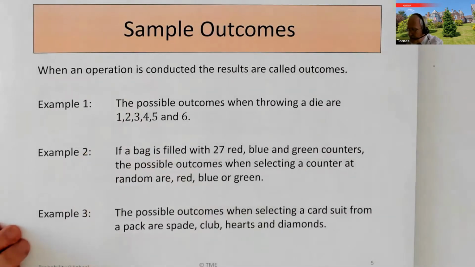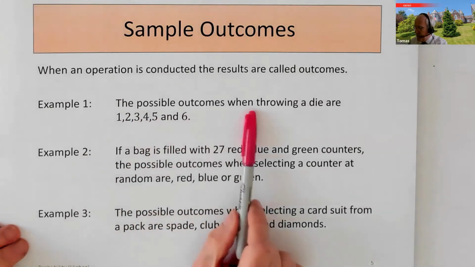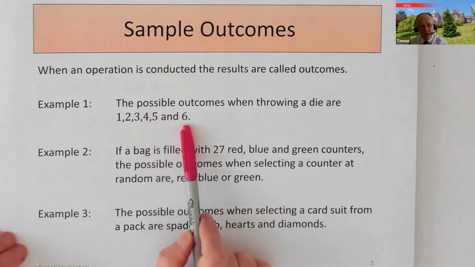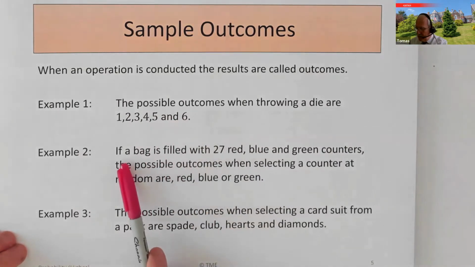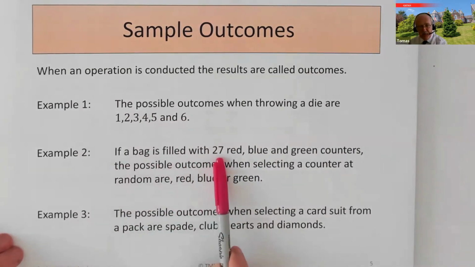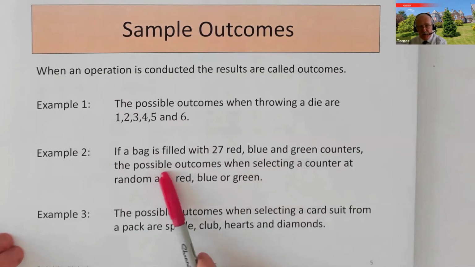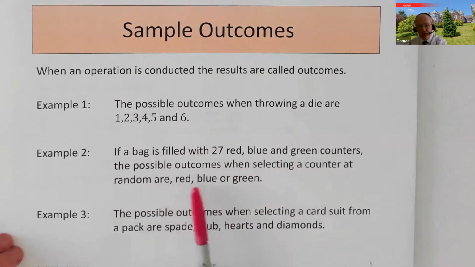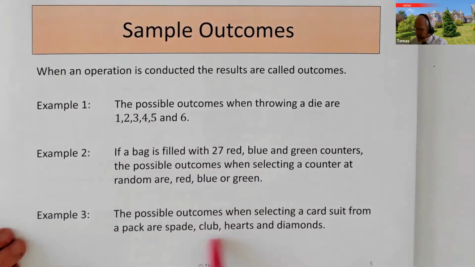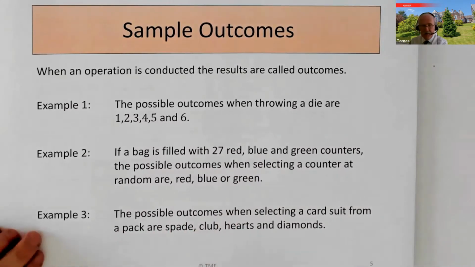When an operation is conducted, the results are called outcomes. The possible outcomes for throwing a die are 1, 2, 3, 4, 5, and 6. If a bag is filled with red, blue, and green counters, the possible outcomes are red, green, or blue if you pick one. And the possible outcomes when selecting a card suit from a pack are spades, clubs, hearts, and diamonds.